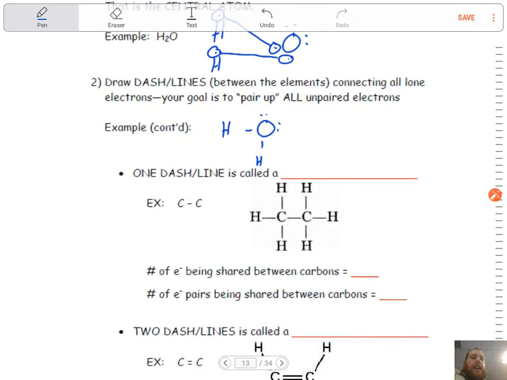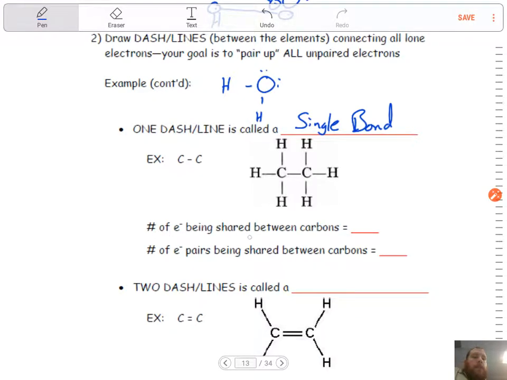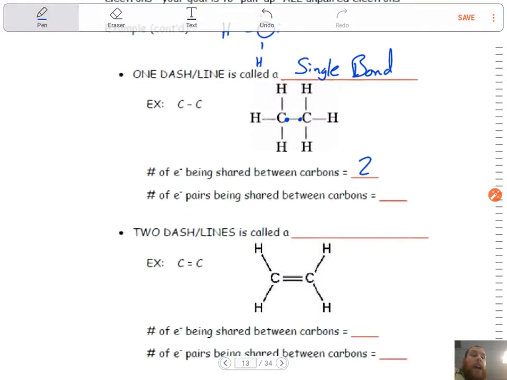So we can say one dash or line between atoms is a single bond. If you think about it, how many electrons are being shared? Like we showed before, there's one electron at each end of the line. So there are two electrons being shared, one from the carbon on the left and one from the carbon on the right. Now, how many pairs are being shared in a single bond? Pair means 2, so there's 1 pair.